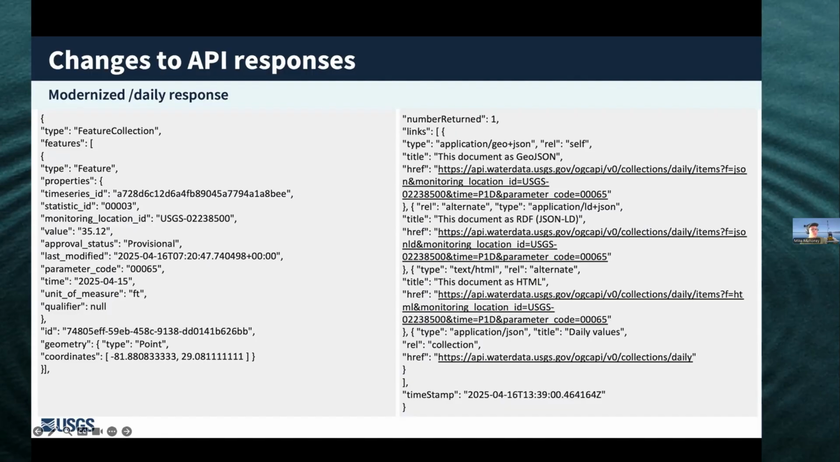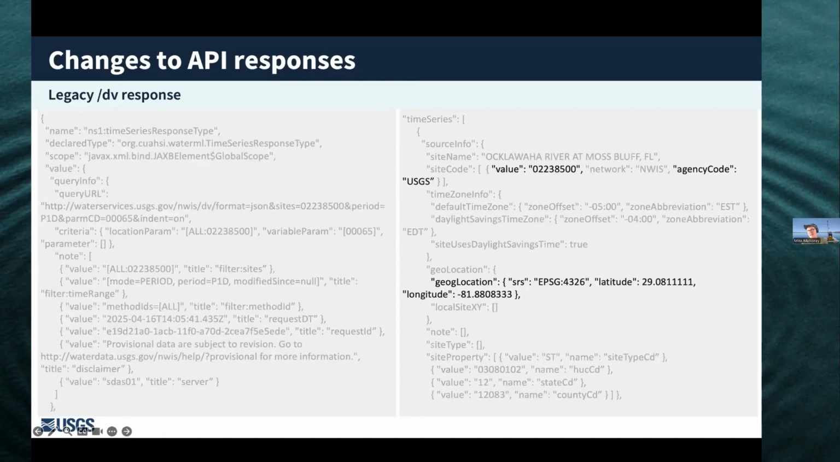Now, it's a smaller object because it doesn't include as much text as the legacy response did. The light gray on this slide is all of the various fields that no longer get returned. I think a lot of these fields aren't going to be missed. We no longer tell you the name of the server that handled your request, for instance, but some of these fields are going to be more impactful. For instance, the daily values and instantaneous values endpoints no longer return the same amount of metadata about the monitoring location and the parameter code associated with your data.